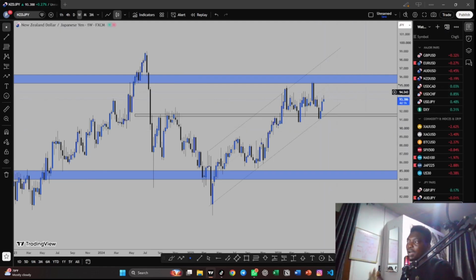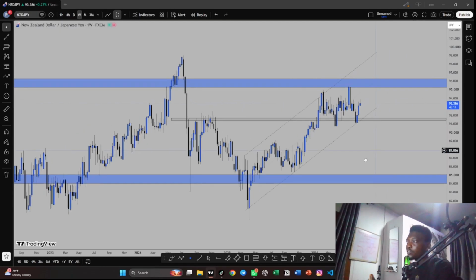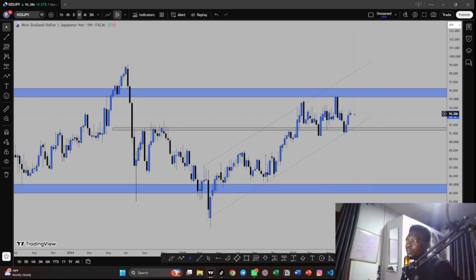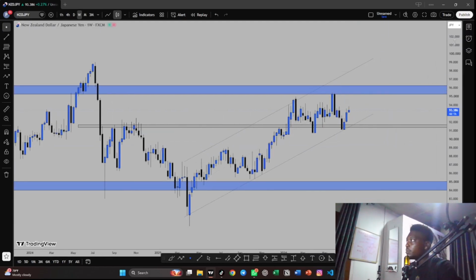Don't jump into a trade in the middle. If you are a probability trader, of course you understand that trading in the middle has lower probability. So only trade from points where you feel, yeah, you can actually take a bet on that.